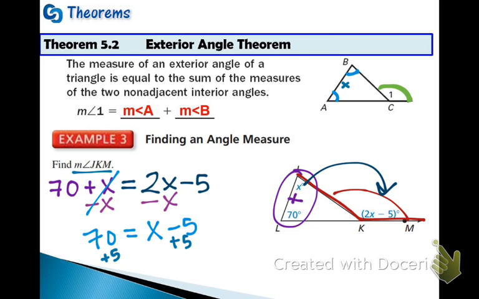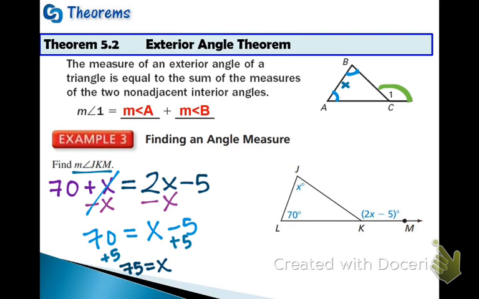So that means 75 equals x. Do I circle this and call it a day? No, I'm not finished. It asked for what the measure of JKM was. Okay, so let's go back to our picture. JKM is this angle out here. It is currently 2x minus 5.